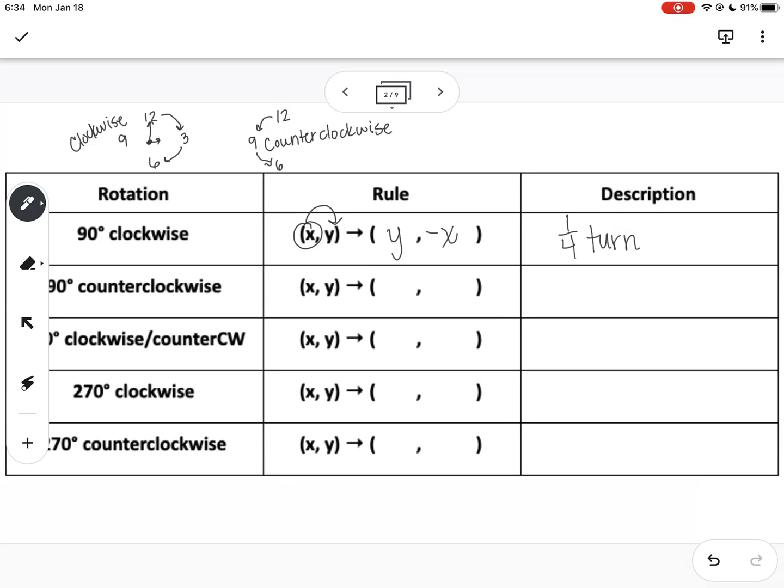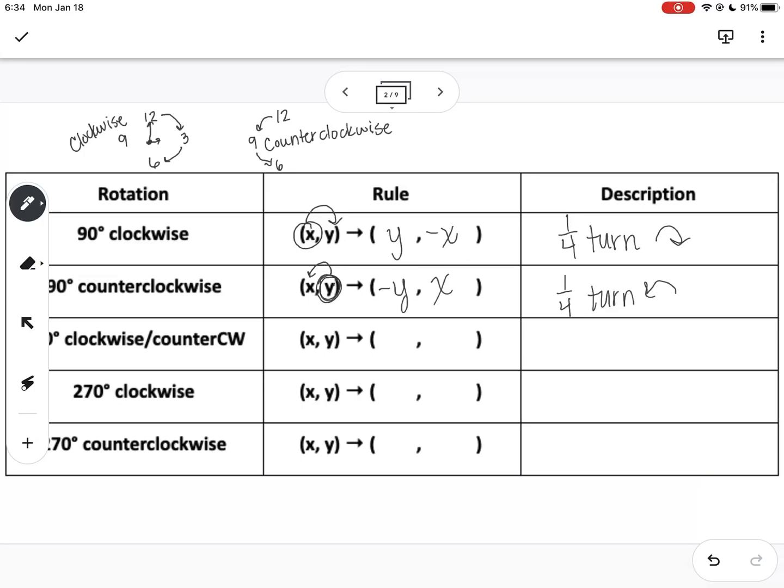All right, a 90-degree counterclockwise rotation is going the opposite direction. Here, it's going to grab that y and move it to the front. Whenever that y moves to the front, it changes signs, and the x stays the same. So this is another quarter turn, but in the other direction. A quarter turn to the right, a quarter turn to the left.